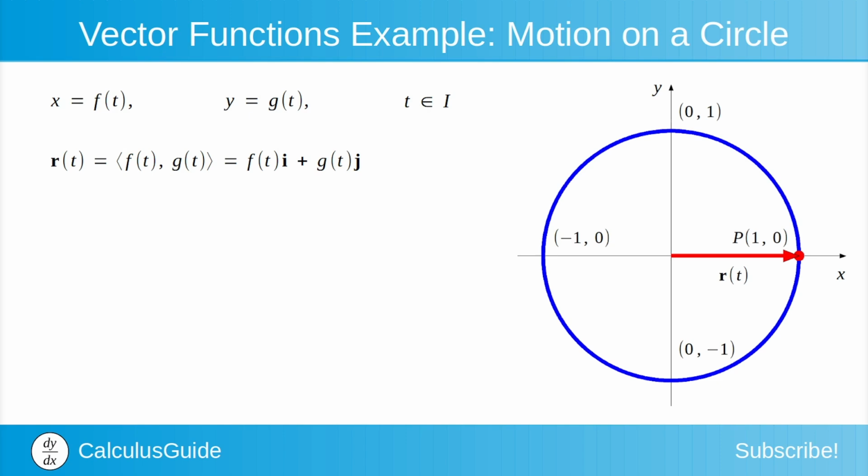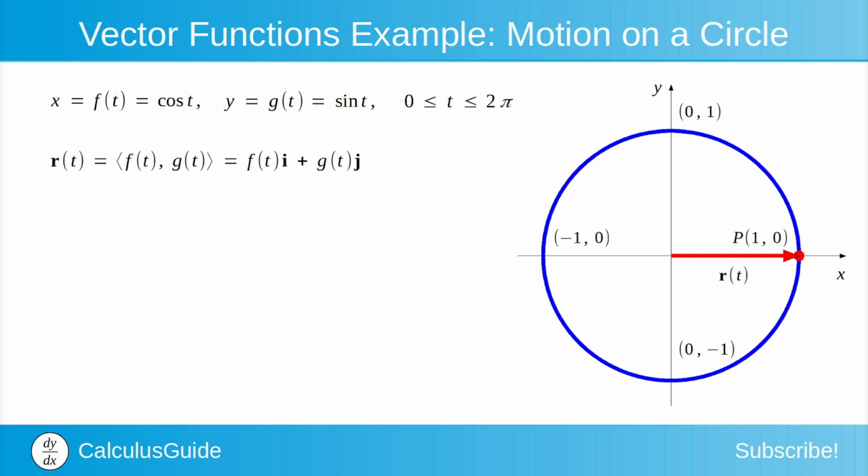For this example, the function f of t is equal to cos t. The function g of t is equal to sin t. And the time interval I is the closed interval from 0 to 2 pi. The equations x is equal to cos t and y is equal to sin t on this time interval are parametric equations for the parametric curve shown to the right.